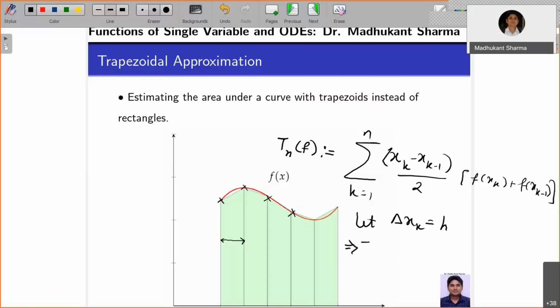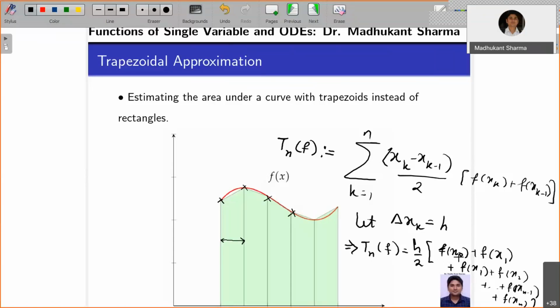So that will give you T_n of f is equal to h by 2 times. Now you open up this, so you are going to have f of x0 plus f of x1. If you put k equals 1, so f of x1 plus f of x2, and so on. So the last point is f of x_{n-1} plus f of x_n.